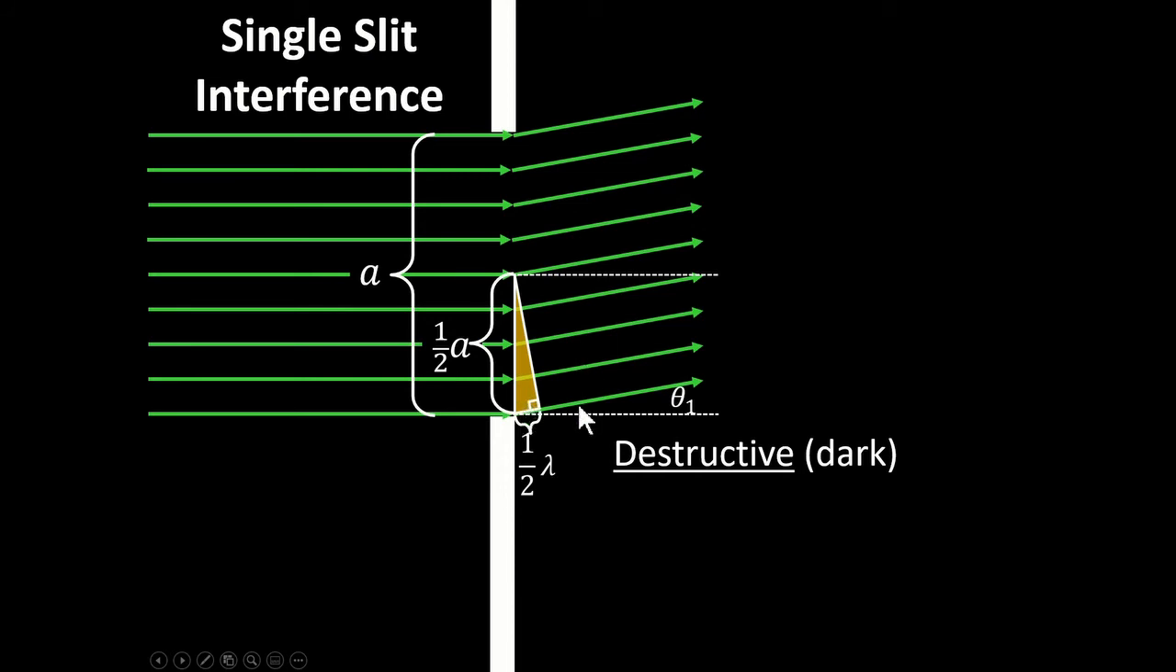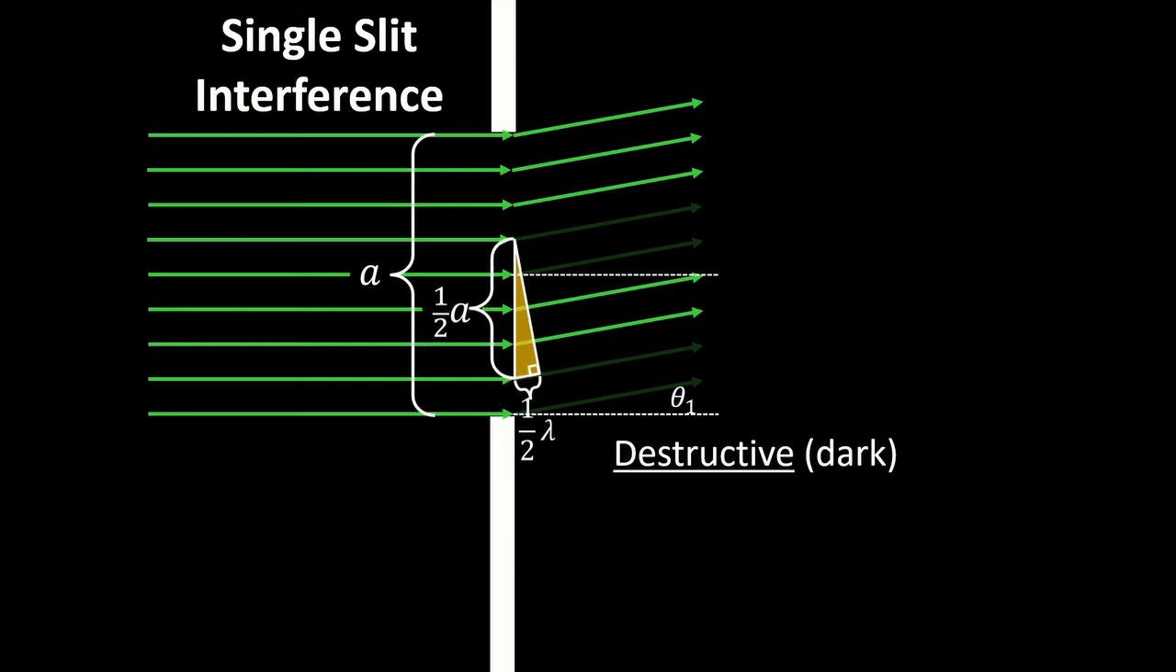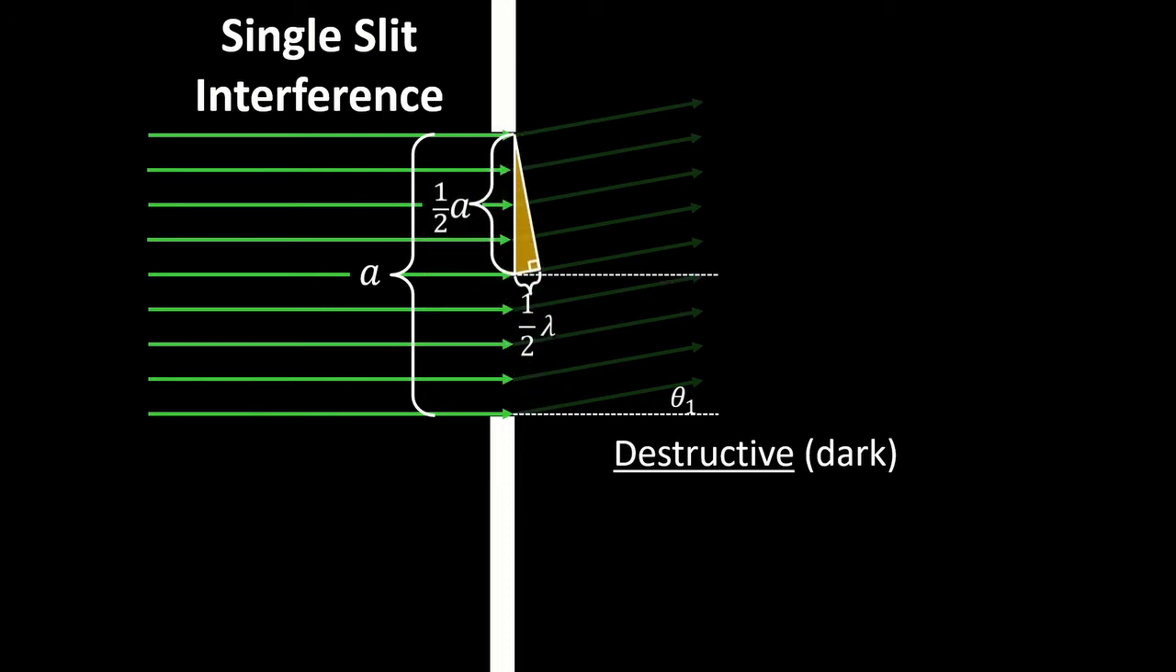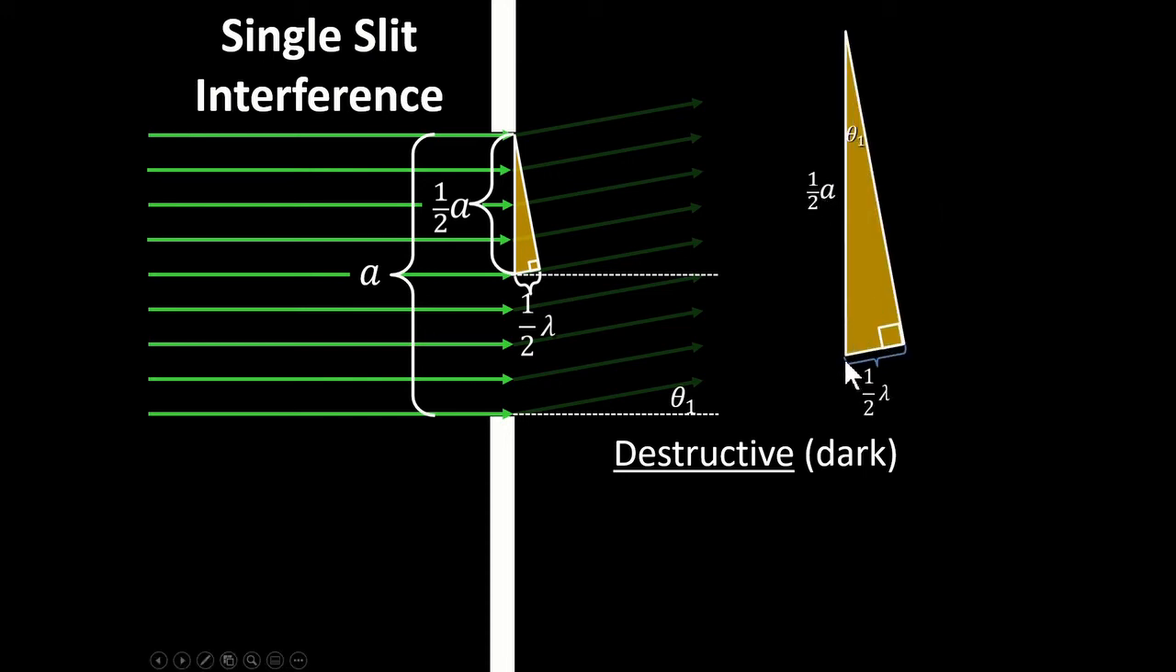this ray here is going to arrive half of a wavelength behind that one, and half wavelength behind, they'll be out of phase and destructively interfere. But these two would cancel, and those two would cancel, and those two would cancel. You're going to find a ray in the lower half canceling with its counterpart in the upper half, and everything's going to cancel out. So here's the hypotenuse of that triangle, half the aperture, and this side here is half the wavelength. The hypotenuse times the sine of the angle equals that opposite side.